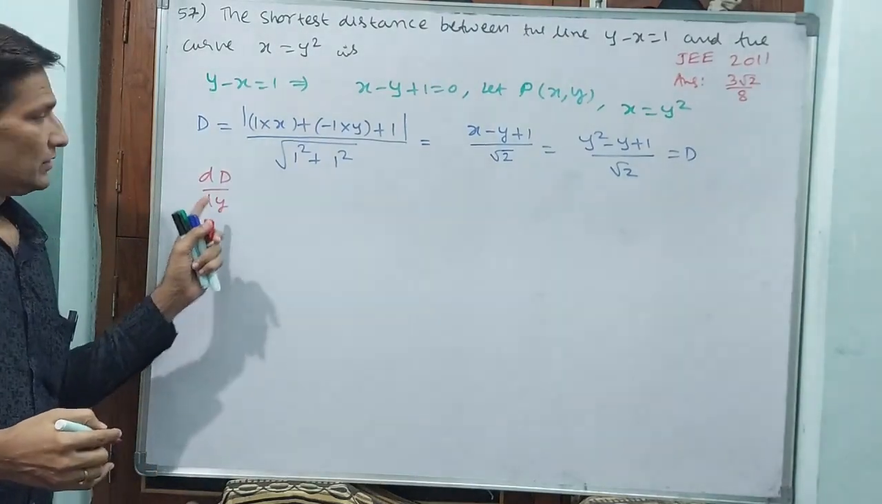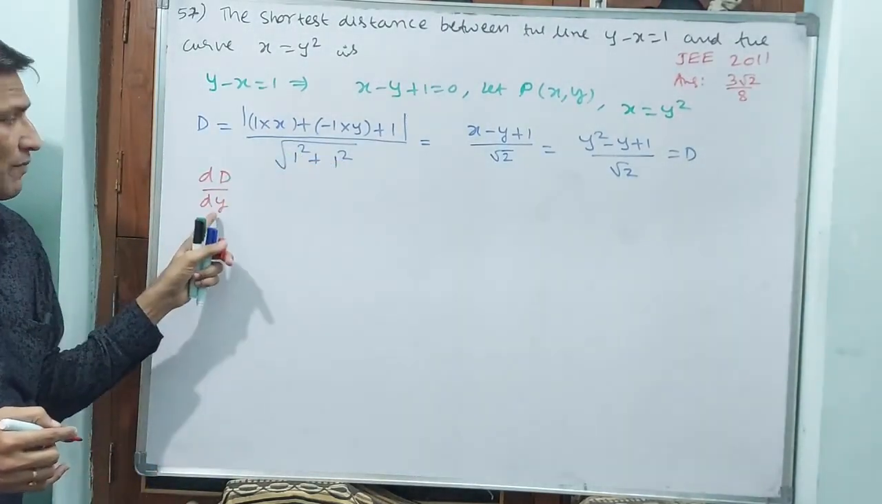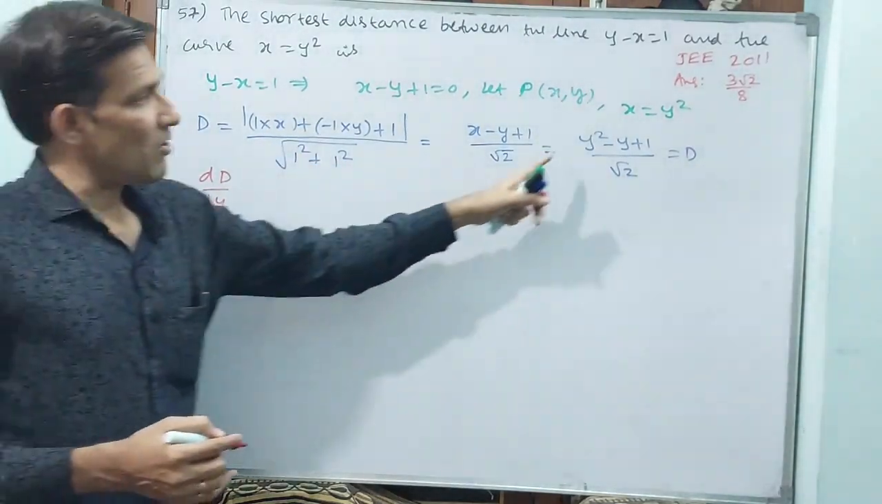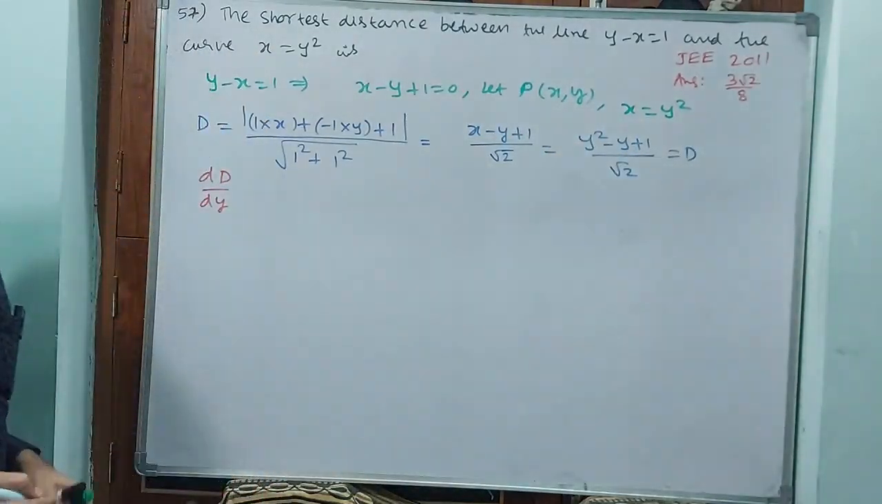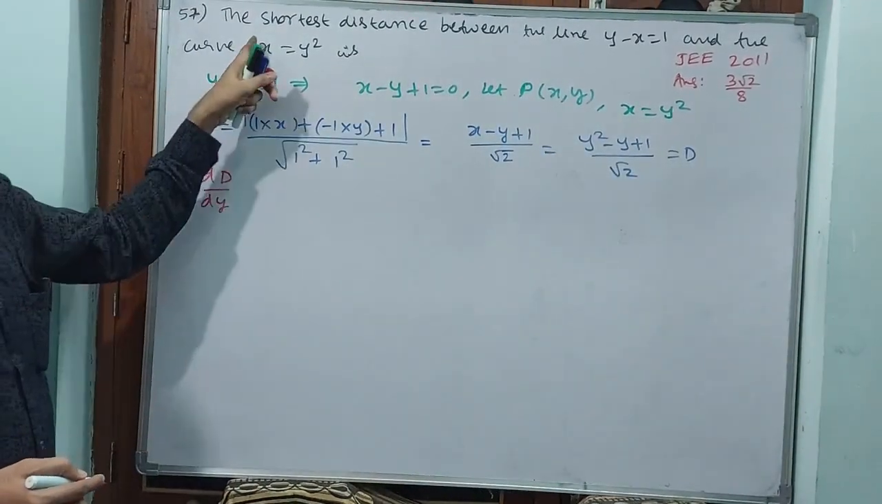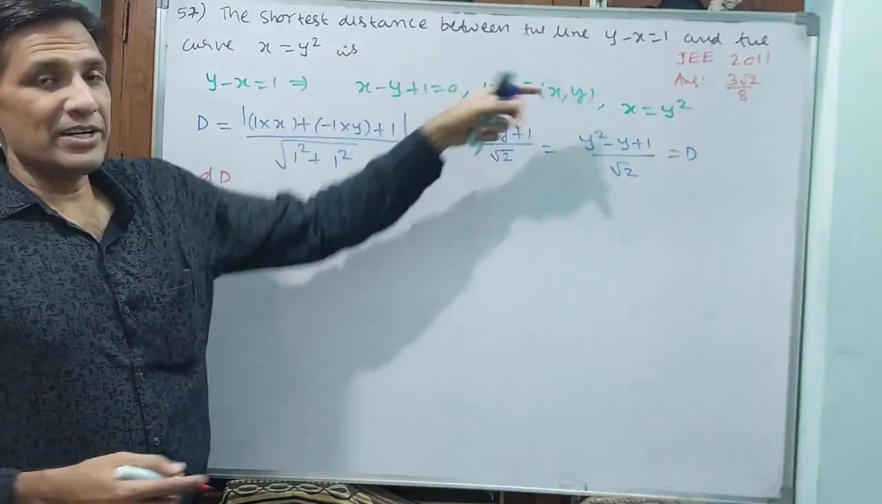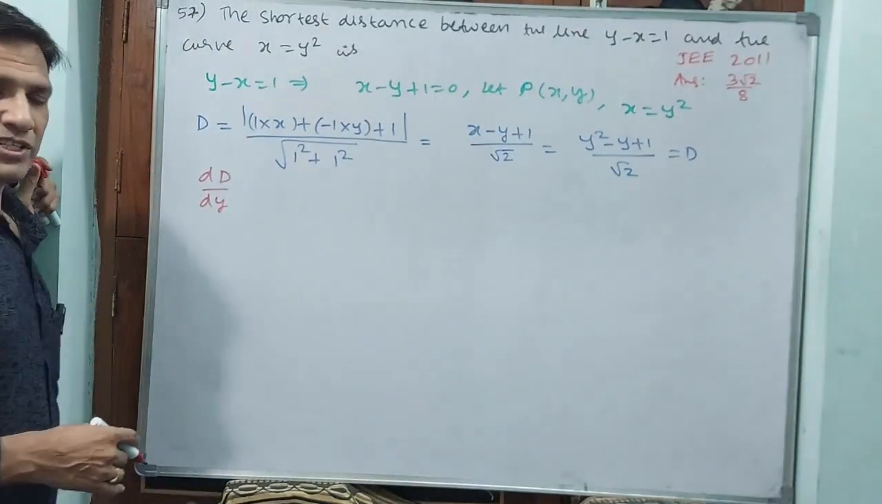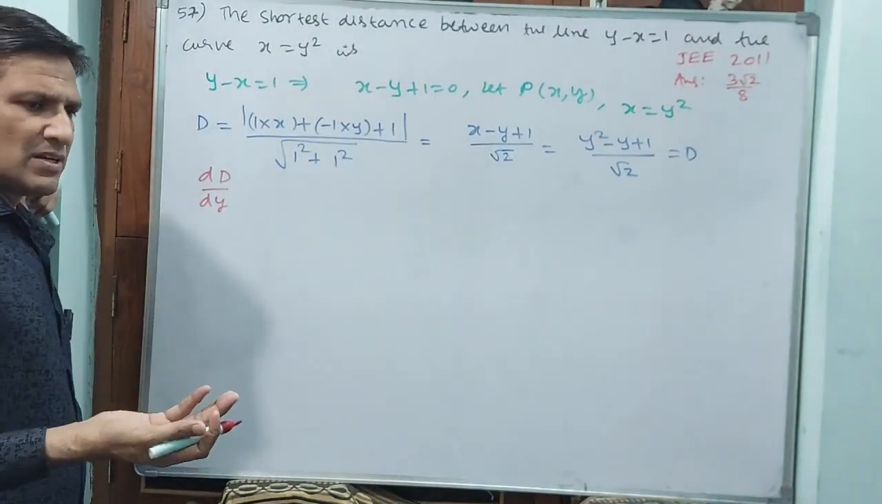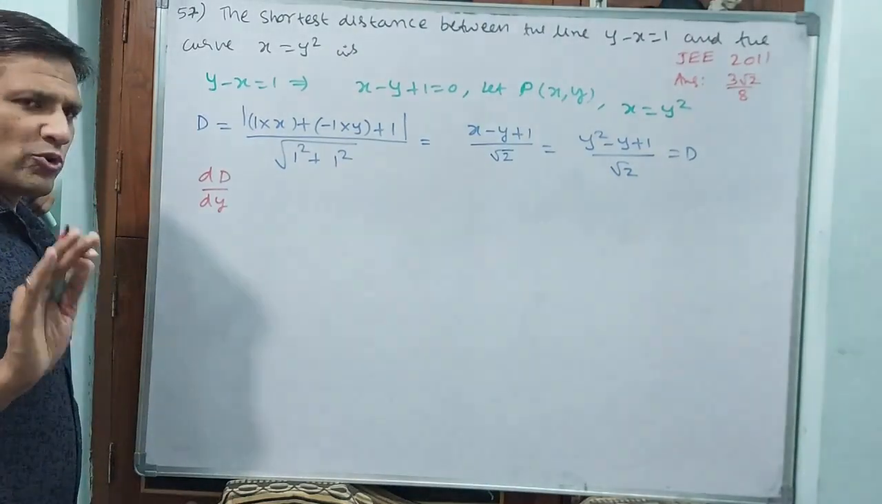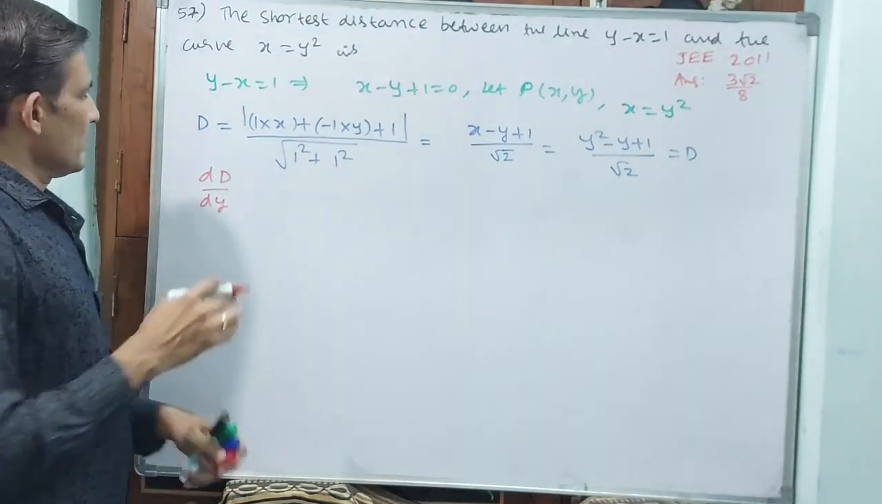The distance I can differentiate with respect to y, because everything is in y form. Why are we differentiating D only? Because the shortest distance between the line and the curve is the distance you have to find. Shortest distance means differentiation; the double derivative we don't do here. I will explain why.